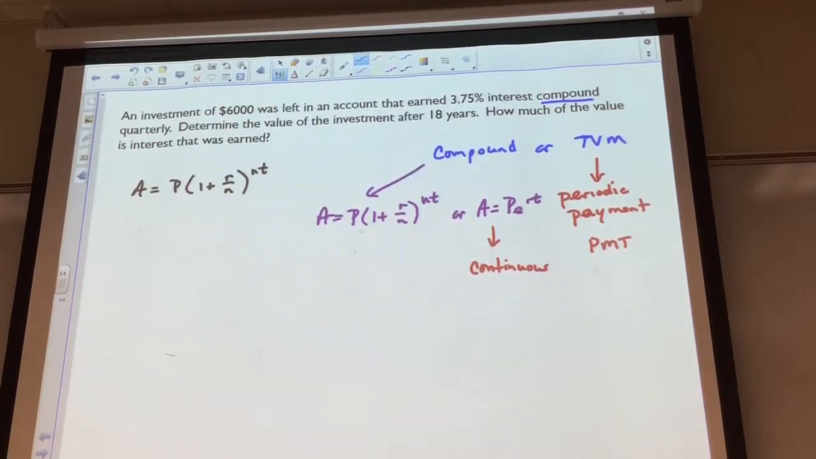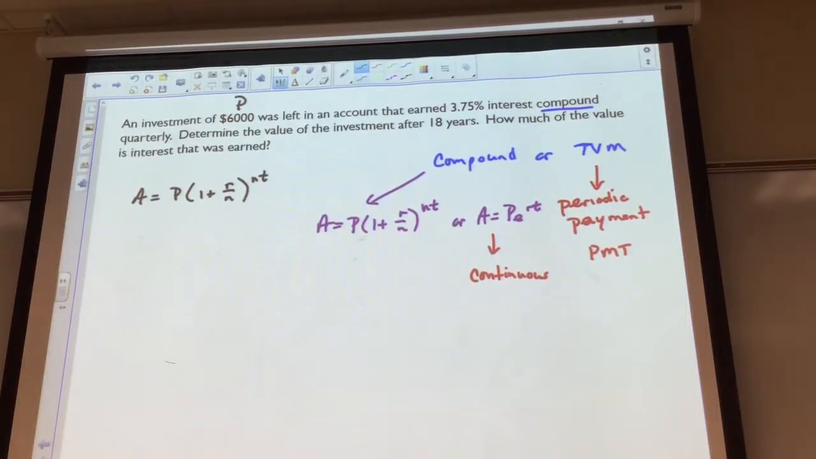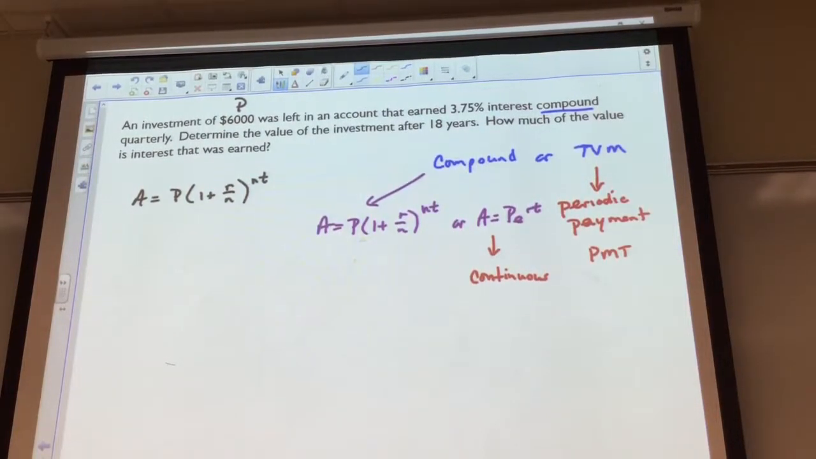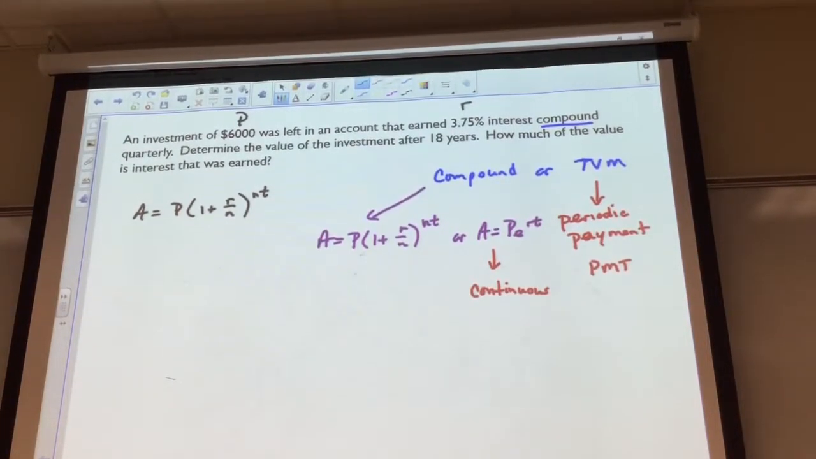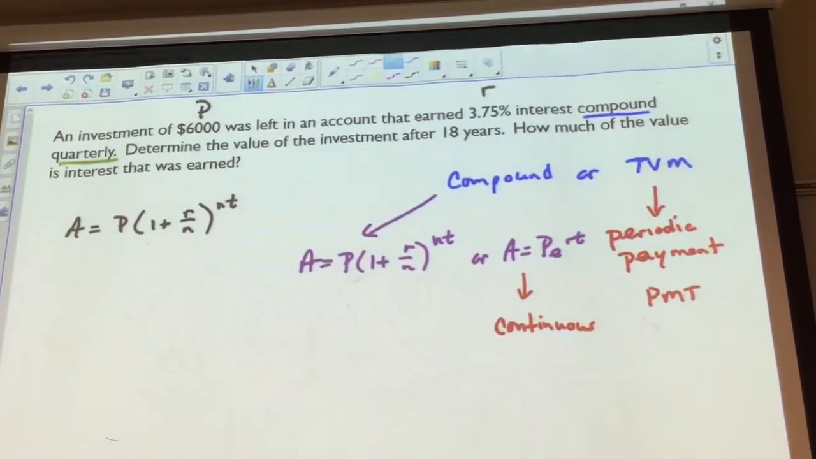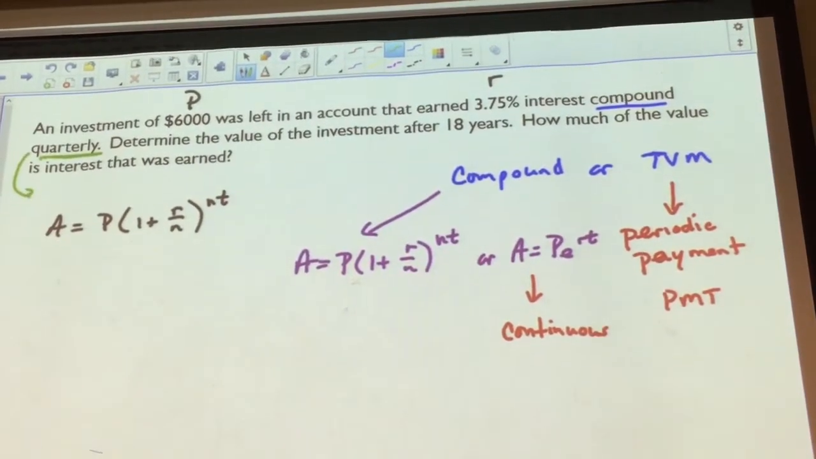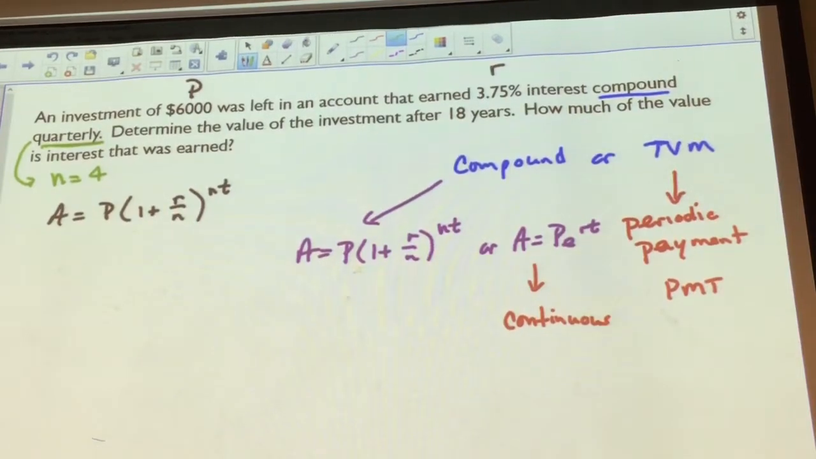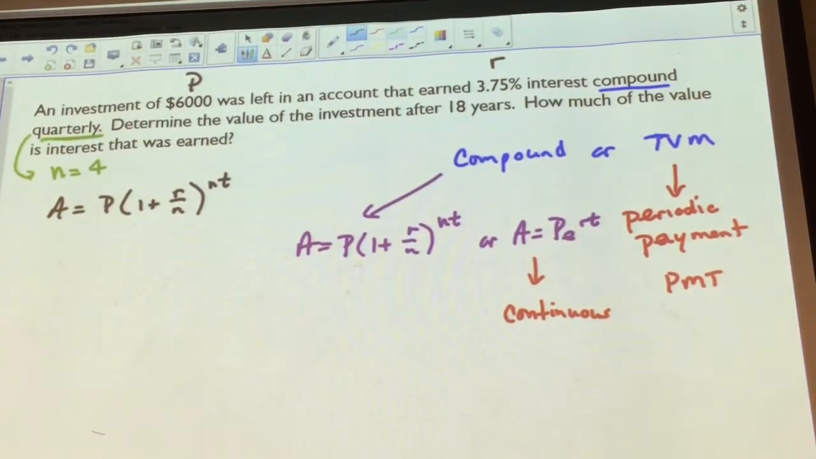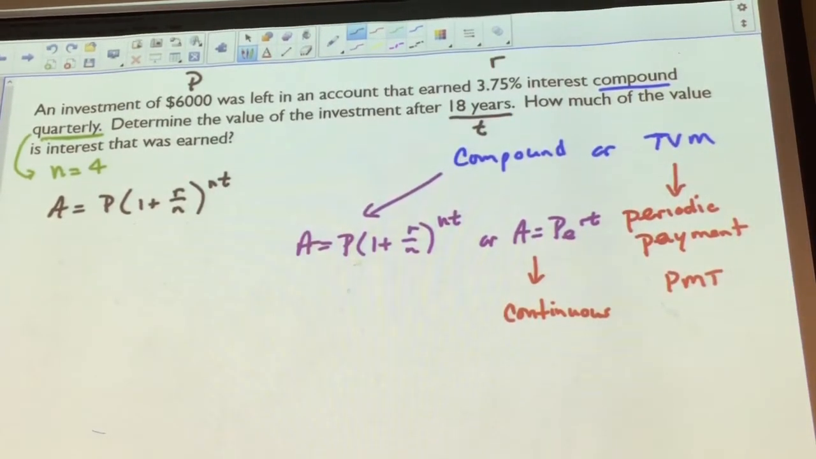An investment of $6,000, P, was left in the account that earned 3.5% interest, R, compounded quarterly. Meaning? 4 times a year. And the money stayed there for 18 years. Any issue with the time problem?